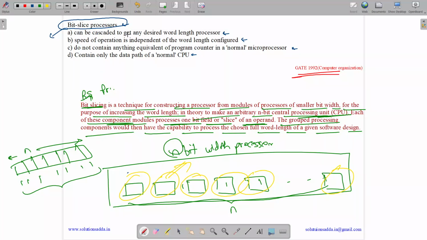So, can be cascaded to get any desired word length processor. Yes, this is true. Let us see option B. Speed of operation is independent of the word length configured. No, this one is false. Speed of operation depends on the word length that is configured. Do not contain anything equivalent to the program counter in a normal processor. No, this one has a program counter, or else how will you keep track of the next instruction to be executed? Contain only the data path of a normal CPU. No, this one is also false. So the answer is option A.